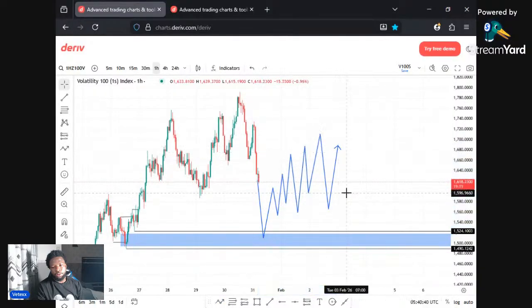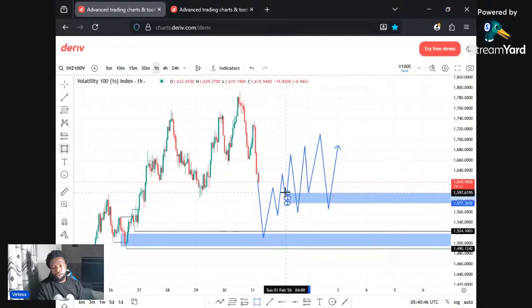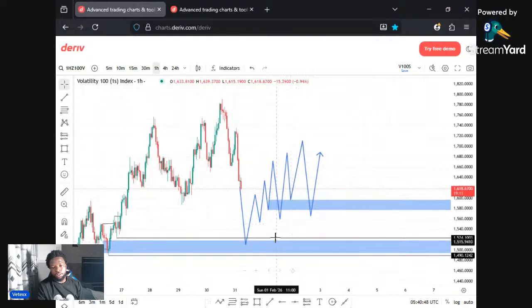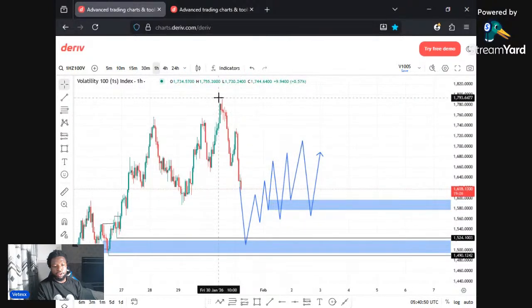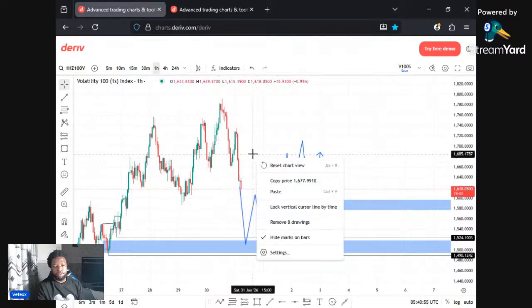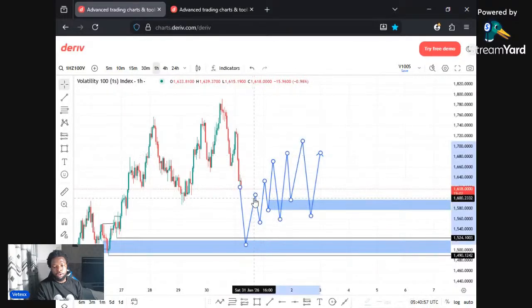Then we can start buying a series of higher high, higher low, higher high, higher low. We can start buying to the opposite direction until price takes out this target right here. So this is what we're anticipating. So we wait for this.